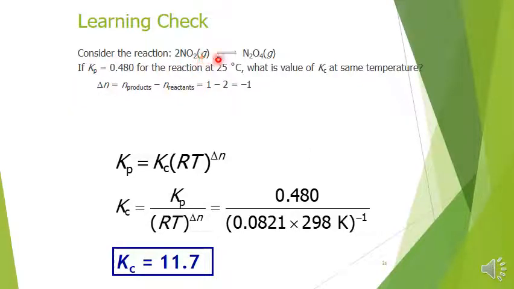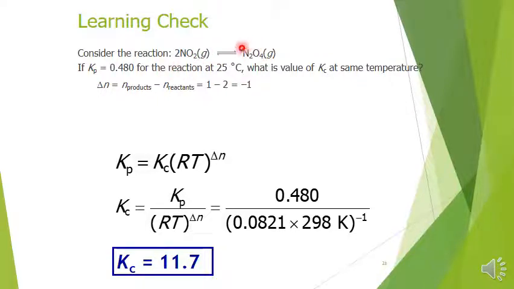Okay, so consider the reaction of NO2 gas and N2O4 gas. We know what the Kp is, and we found that experimentally. What is the value of Kc at the same temperature? So we're going to use this equation here, and we have to pay attention to this over here, change in n. Well, change in n is the number of products, the product number minus the reactant number, moles, in terms of the coefficient.